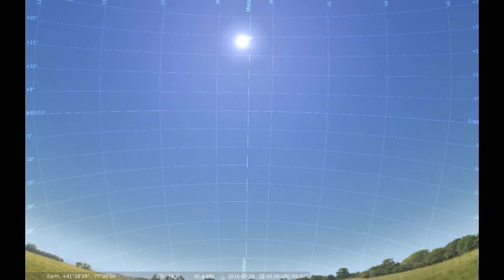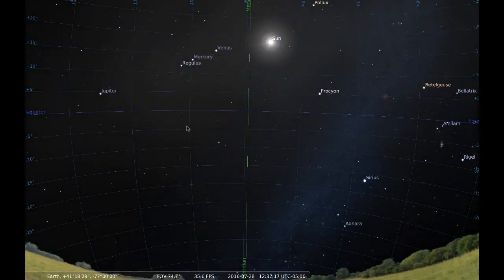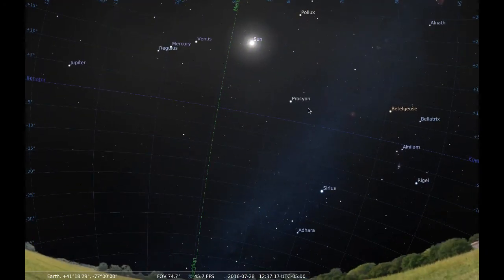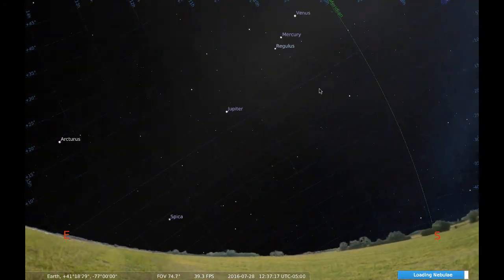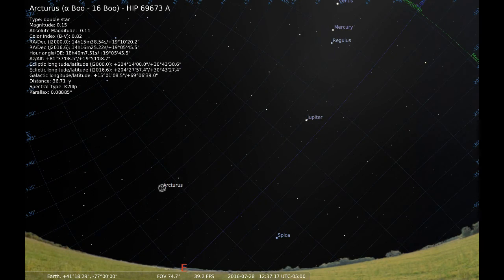So for example, if I stop time here for a second, and I'll turn off the atmosphere so I can see the rest of the stars. Actually, let me pick one over here on the east. There's the star Arcturus right there. And if I click on it, I get the right ascension and declination in these two different times. My grid here is for the current precession epoch, so we'll go with this one.